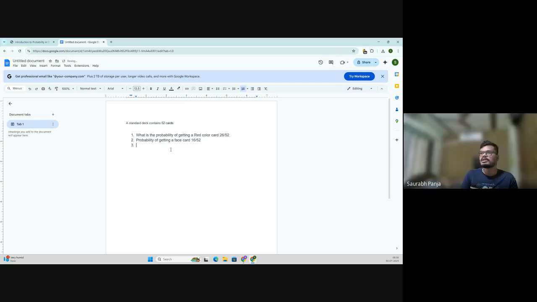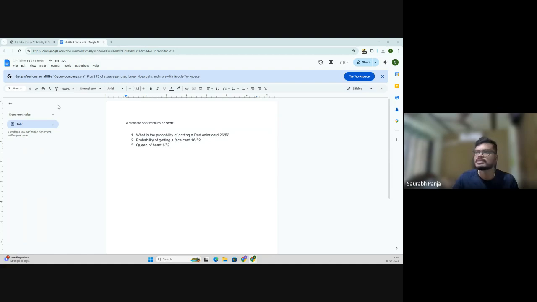Okay, let's think of something. Now, if we take a unique card, let's say the queen of hearts, that has to be 1 by 52. Okay, now how do we calculate sample space?